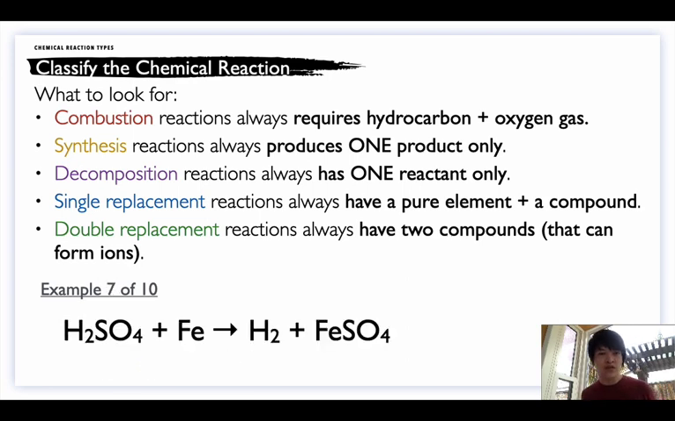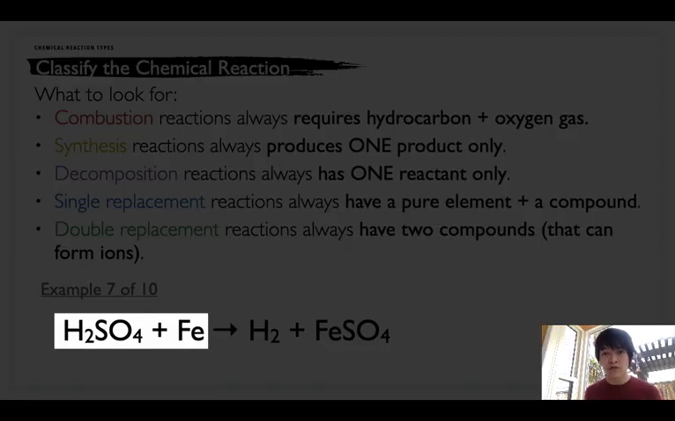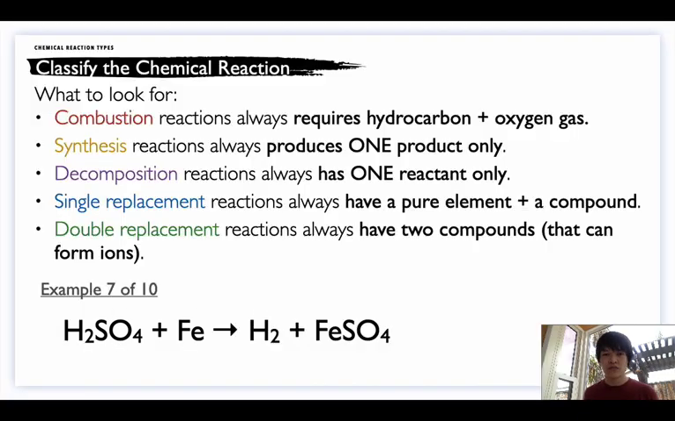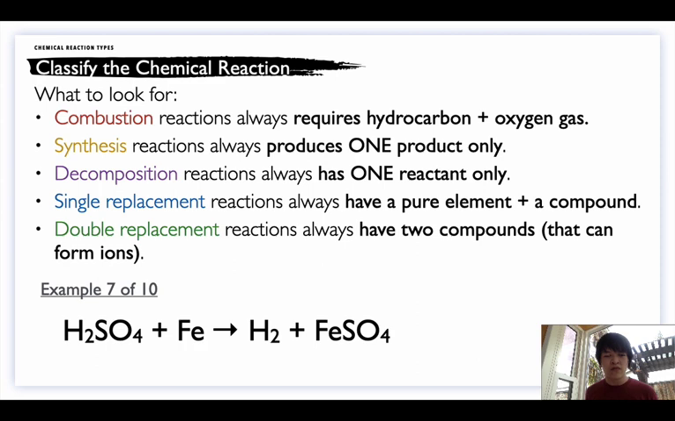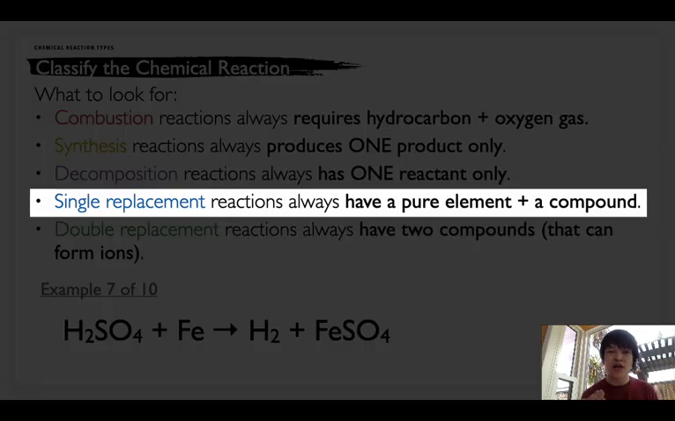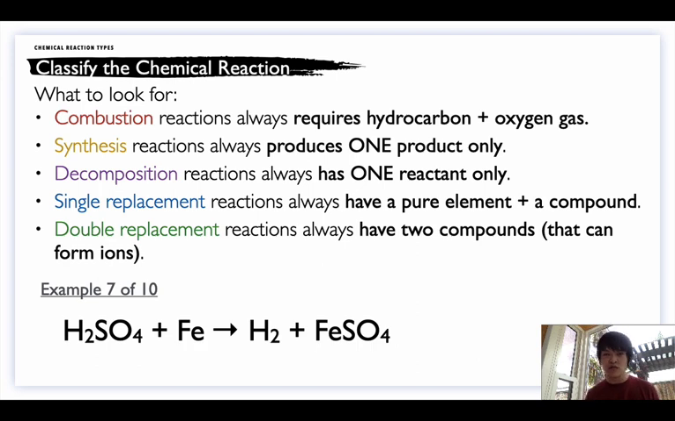For example 7, we have sulfuric acid reacting with iron metal. Now it's producing hydrogen gas and iron 2 sulfate. Okay, now for this reaction, I'm noticing on both sides of the equation, the reactant and the product side, that there is a compound and a pure element. So that means this is a single replacement reaction.